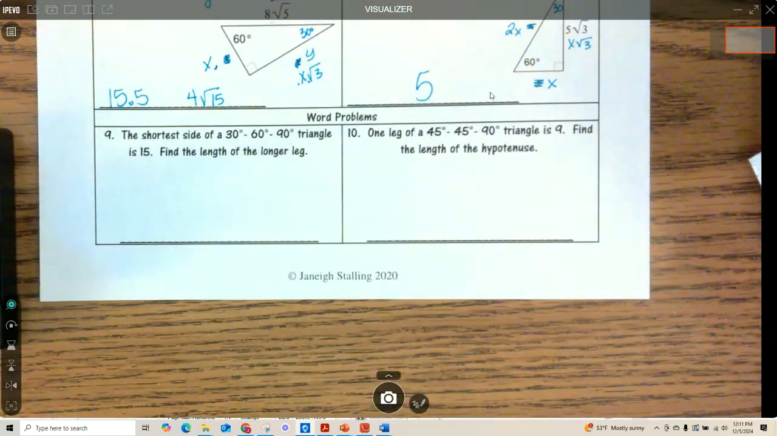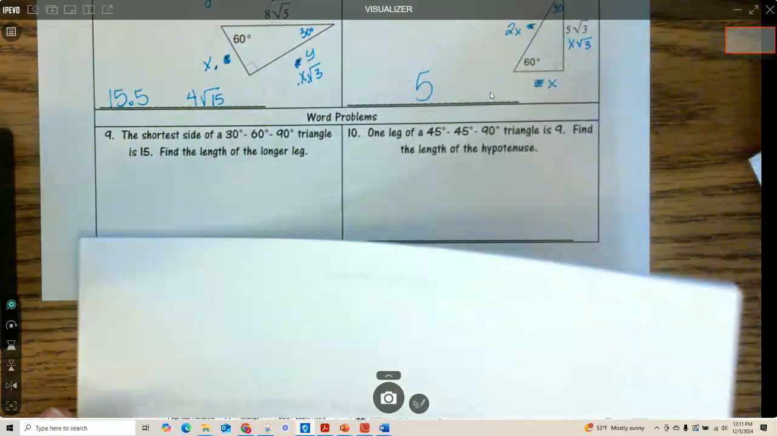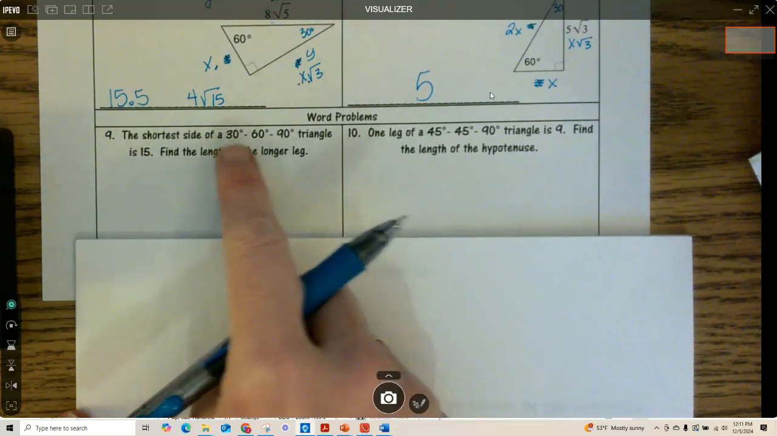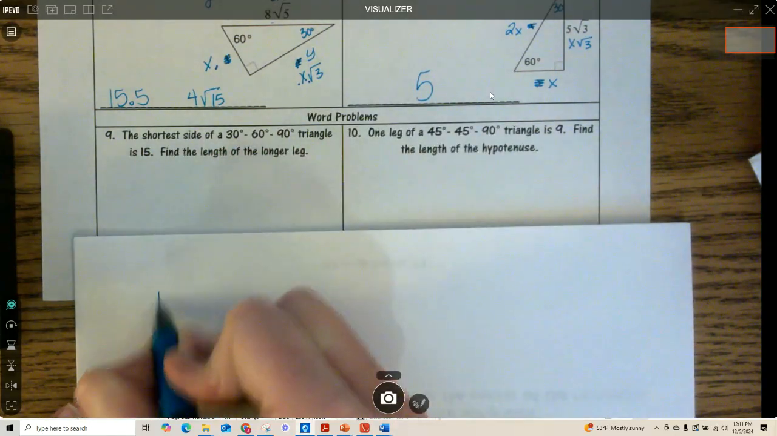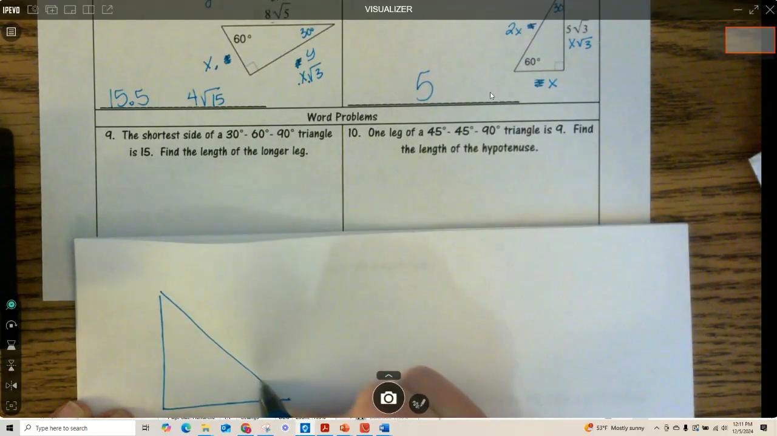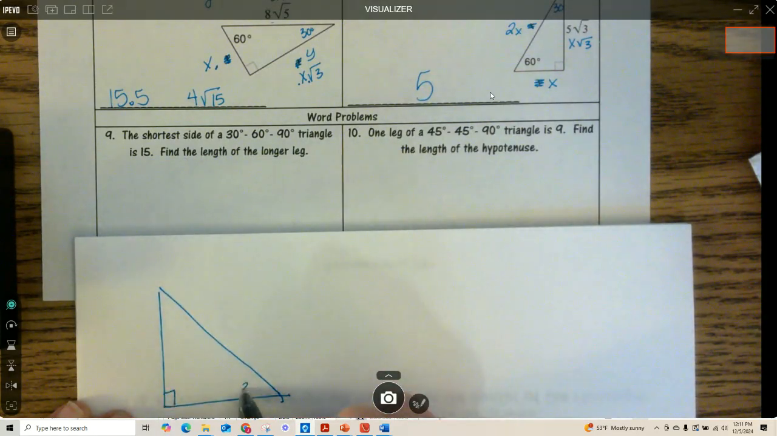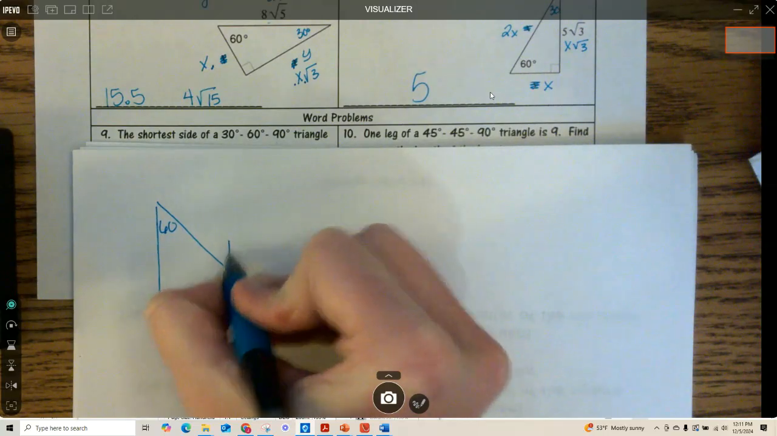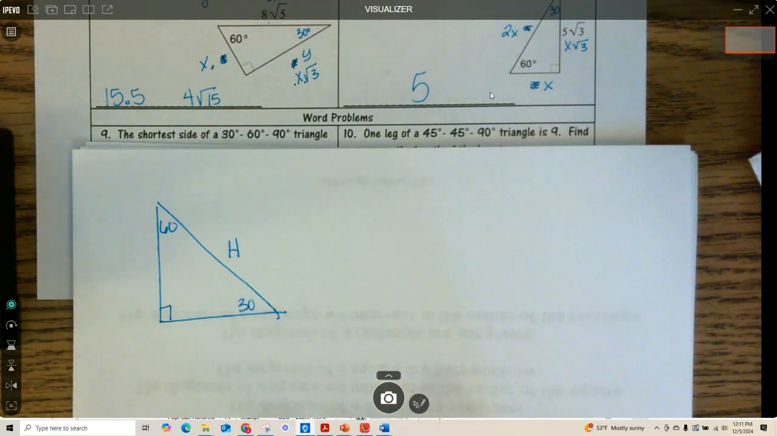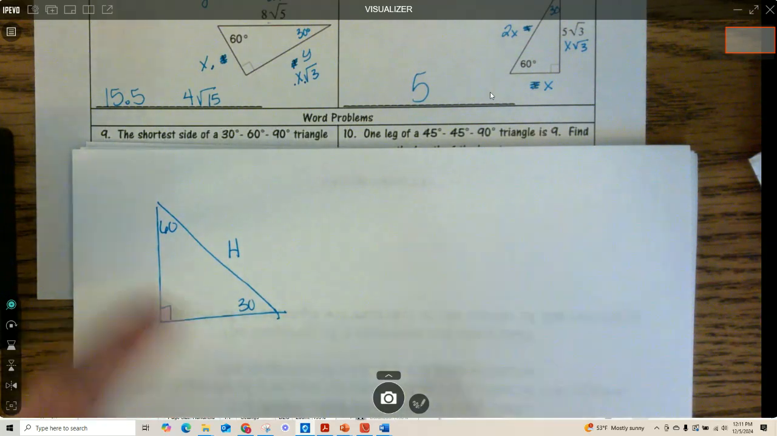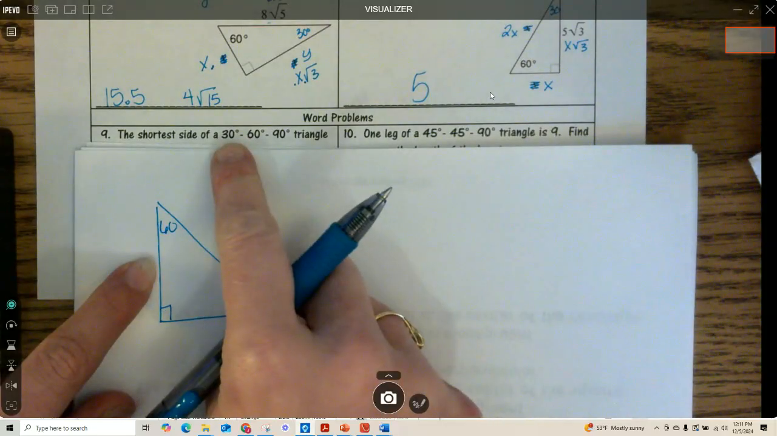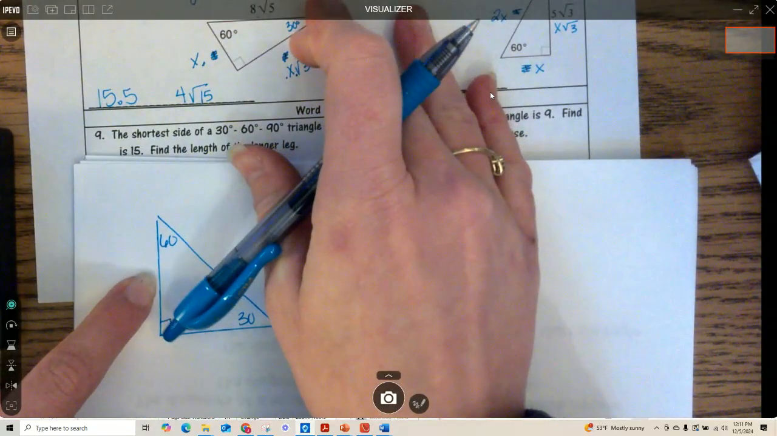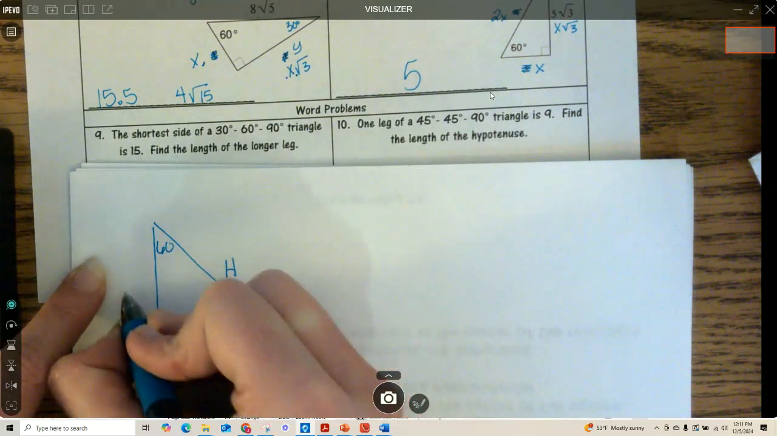All right, the last two are word problems. I think we can do these quick. These you have to draw pictures for. So the shortest side of a 30, 60, 90 triangle. So here's a triangle. This is going to be the 90. It doesn't matter which one you make, the 30 or the 60. So we know where the hypotenuse is, right? Here's the hypotenuse. Which side would be the shortest side? The vertical leg or the horizontal leg? Vertical, because it's going to be opposite this. So the shortest is 15.